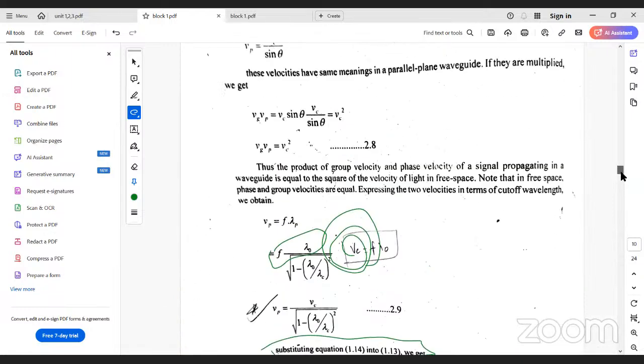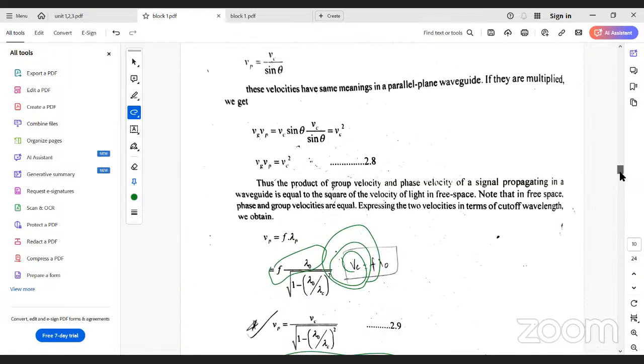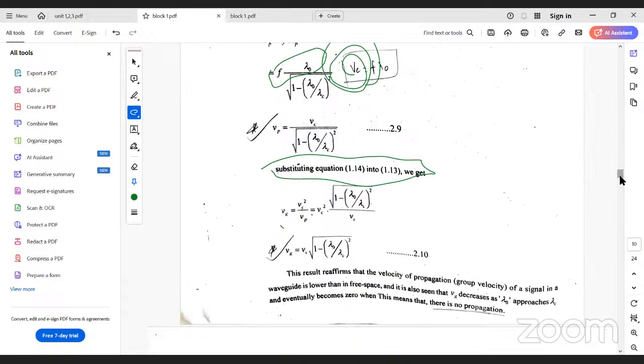See here, what is equation 2.8? Vg into Vp equal to Vc square. From there, I am writing Vg. What is Vg? Vc square by Vp. Vc square is kept as it is. In place of Vp, I am substituting the reciprocal, as it is in the denominator, and we got the formula of Vg. This is a very, very important short question from block 1. We can expect it every year, and it is there in the previous question papers too.